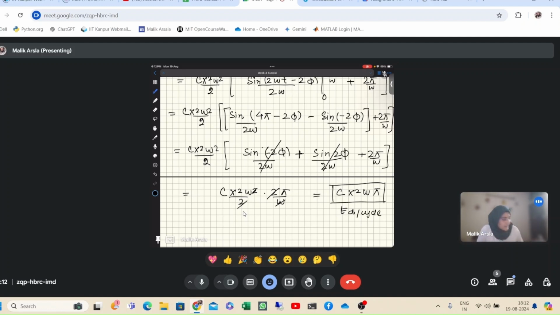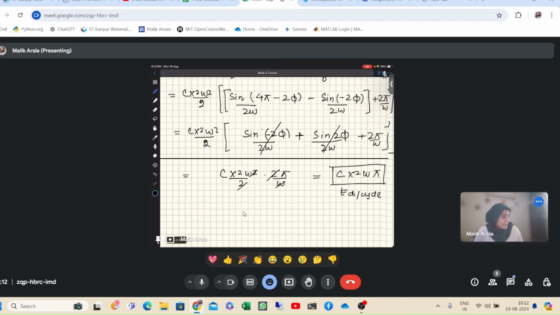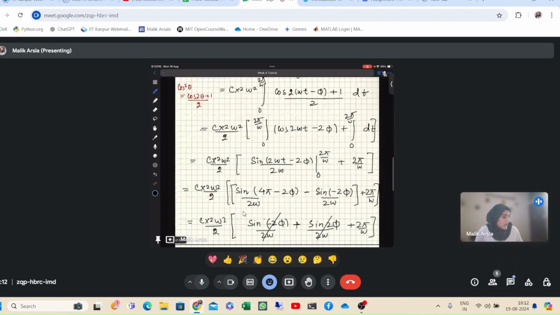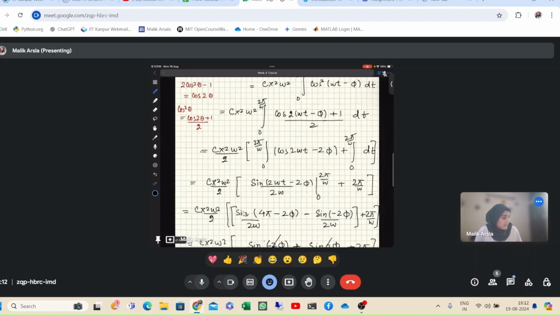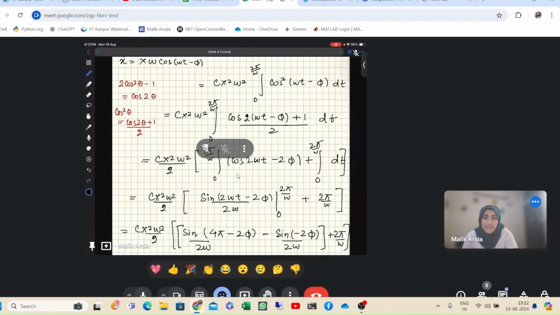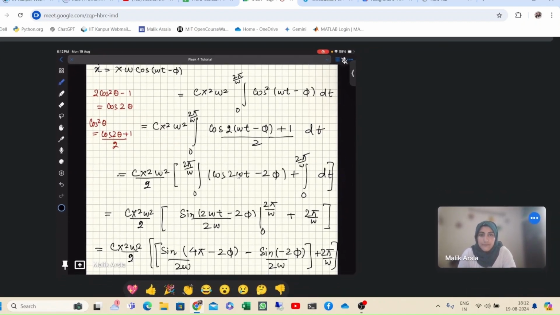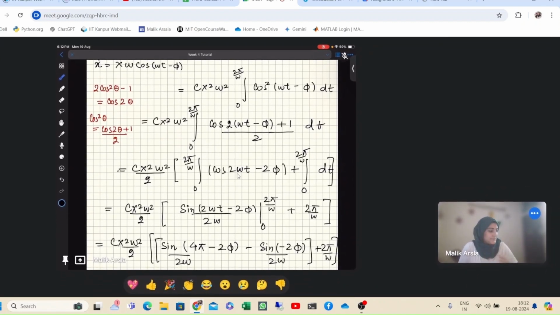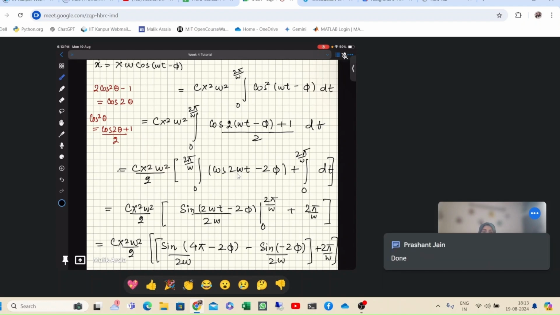So you can see it is independent of the phase angle. If you want to note it down, you can. And tell me when you are done.